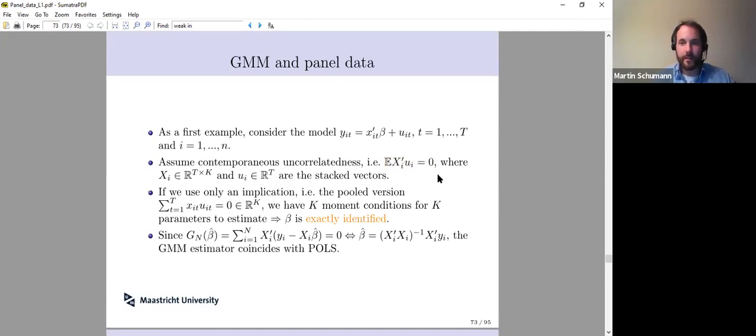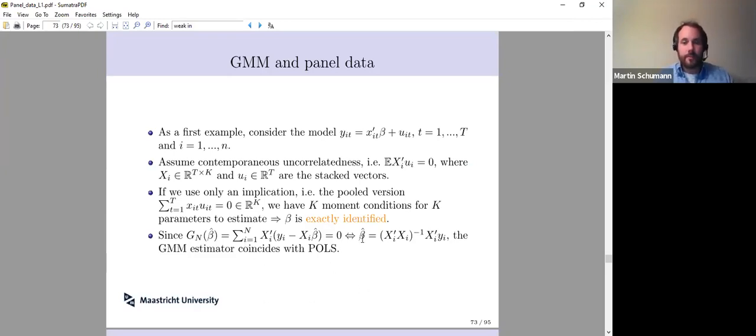And of course, an implication of this assumption is that we have pooled contemporaneous uncorrelatedness. So when we pool these moment conditions together, meaning we take the sum over t, then it turns out that we have exactly k moment conditions for k parameters to estimate, and therefore beta is exactly identified. So if beta is exactly identified, then GMM is very simple because we can make the distance between the moment function and zero equal to zero exactly. So we don't have to do all this minimization business.